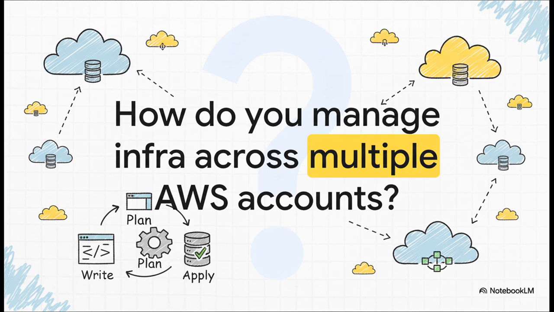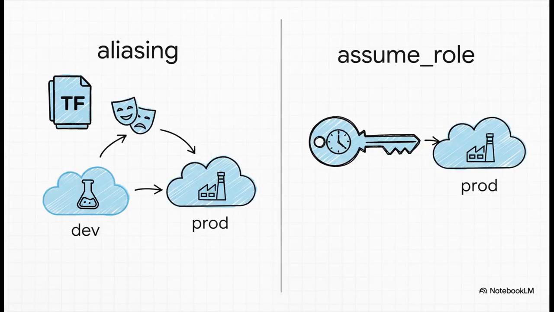All right, next one. This is a super common scenario. Your company has one AWS account for dev and a completely separate one for prod. How can you manage both from the same Terraform project? This is a two-part answer. First, you use something called a provider alias. It's basically like giving a nickname. You configure the AWS provider once for dev and then a second time with an alias for prod. Then, for the prod one, you use an assume role block. That's the secure AWS way to let your Terraform code temporarily get the permissions it needs in that other account.